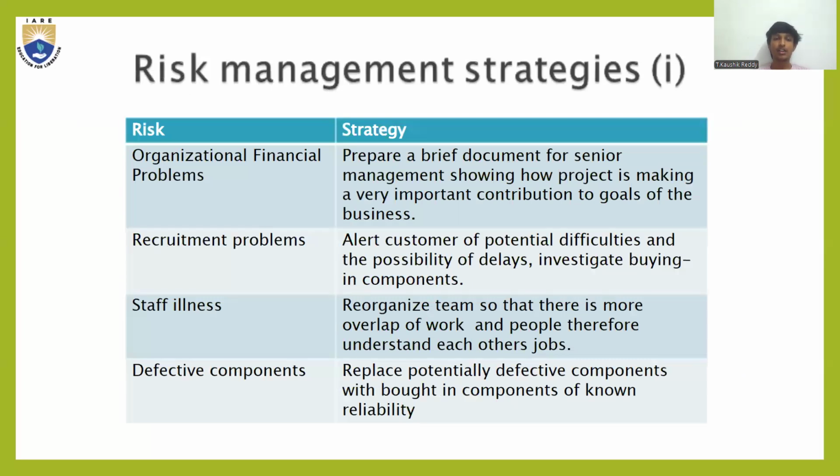Risk management strategies. First is the organizational financial problem. The strategy you need to follow for that is to prepare a brief document for senior management showing how the project is making a very important contribution to the goals of the business. Recruitment problems: alert customers of the potential difficulties and possibilities of delay. Investigate buying in components. Staff illness: reorganize the team so that there is more overlap of work and people therefore understand each other's jobs. Defective components: replace potentially defective components with bought-in components of known reliability.